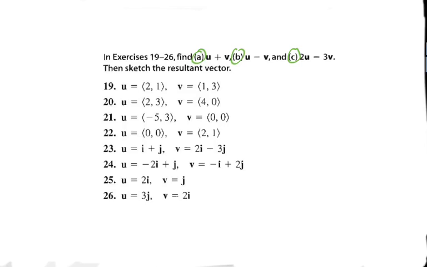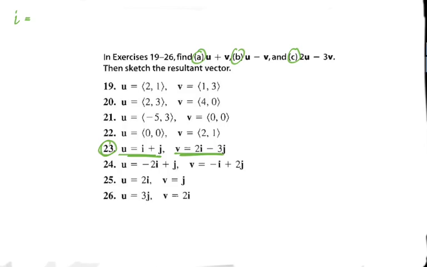Okay, so let's say you were working on a problem like number 23. Number 23 has u defined as that and v defined as that. But there's also an i and a j in there. What the heck is that i and the j? i and j, those are unit vectors.